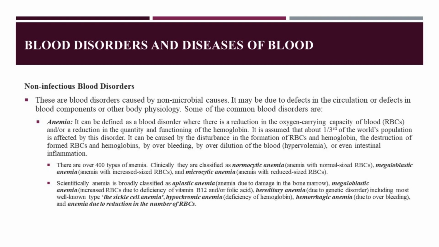megaloblastic anemia, increased RBCs due to deficiency of vitamin B12 and/or folic acid, hereditary anemia or due to genetic disorder, including the most well-known type, the sickle cell anemia, hypochromic anemia, a deficiency of hemoglobin, hemorrhagic anemia, due to overbleeding, and anemia due to reduction in the number of RBCs.